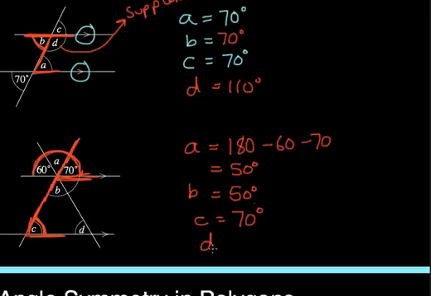And finally D, how can we find that? We could add up B and C and take it away from 180 to find D, or we could spot that this one and this one are the same, so that means D must be 60 degrees. And we could check it by adding up these three angles, the B, the C and the D, to see if they are in fact 180 degrees. And they all add up to 180 degrees.